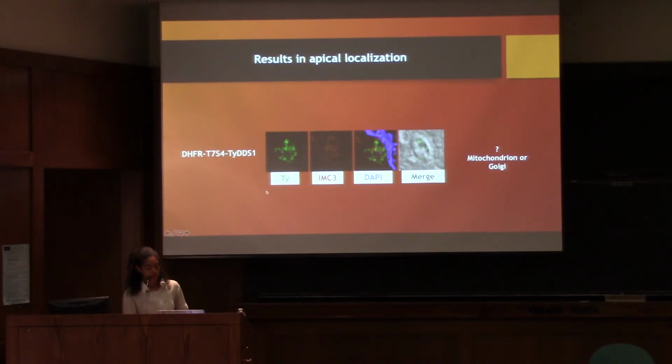So first stain is TY, which stands for a basal complex, and then INC3, which is the outer cortex, and DAPI, which is nuclei. And here's a merge of all three within the parasite. And we're not sure whether it's in the mitochondrion or the Golgi.